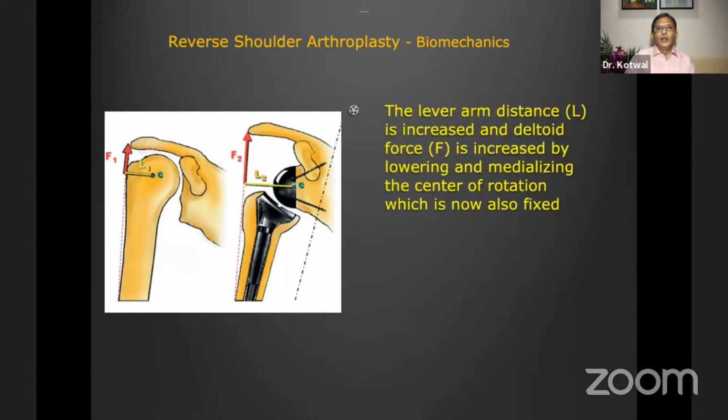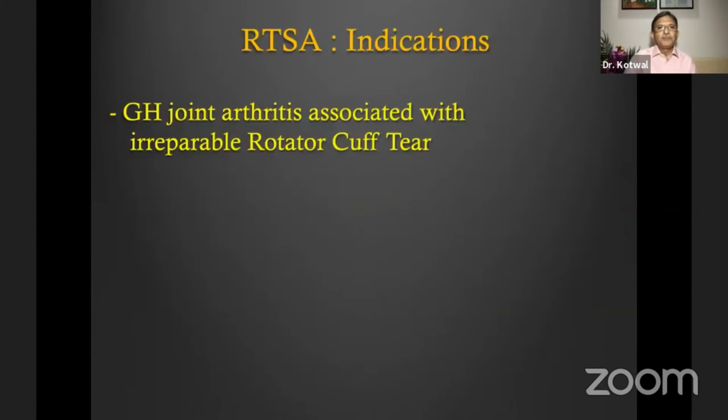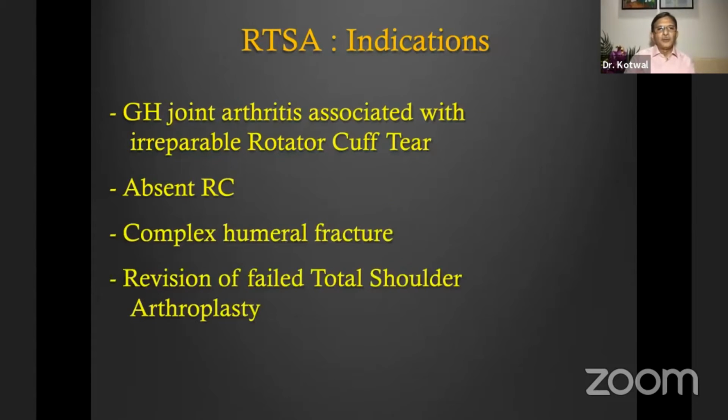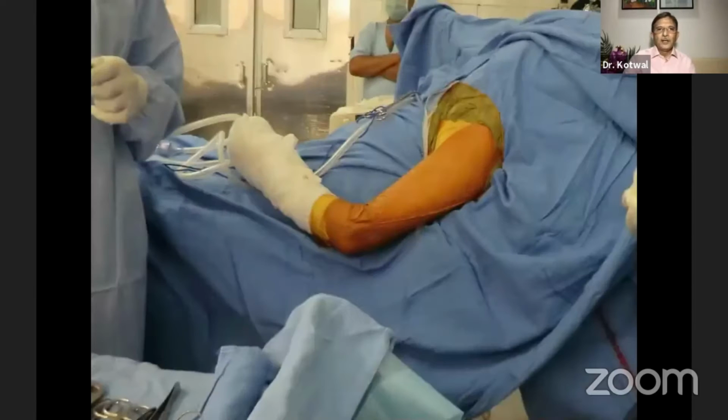L is the lever arm, and this increases by medialization and lowering, which increases the force in the deltoid. And that acts exponentially. The indications for reverse shoulder would be glenohumeral joint arthritis associated with irreparable rotator cuff tear, absent rotator cuff, complex humeral fractures, revision of failed total shoulder arthroplasty, and in elderly patients. Contraindication would obviously be where the deltoid is deficient.